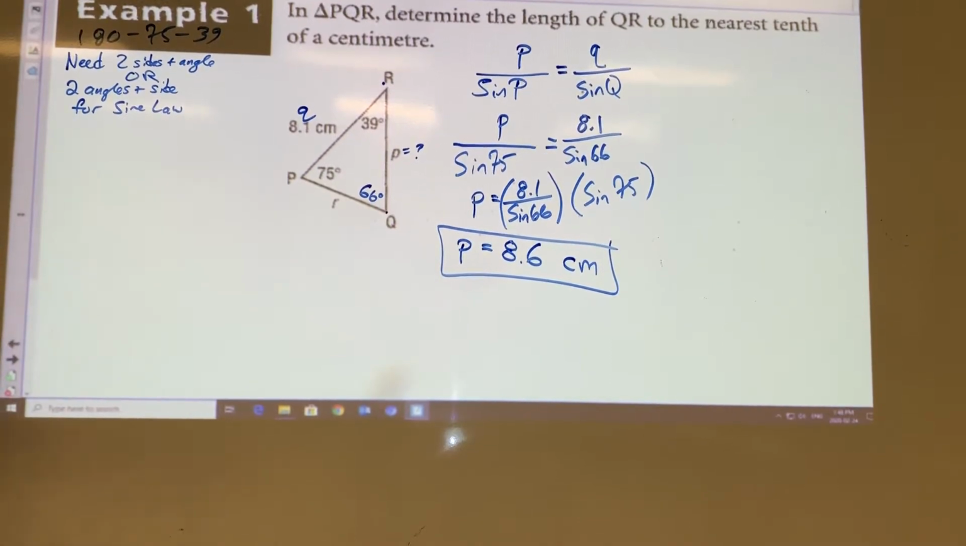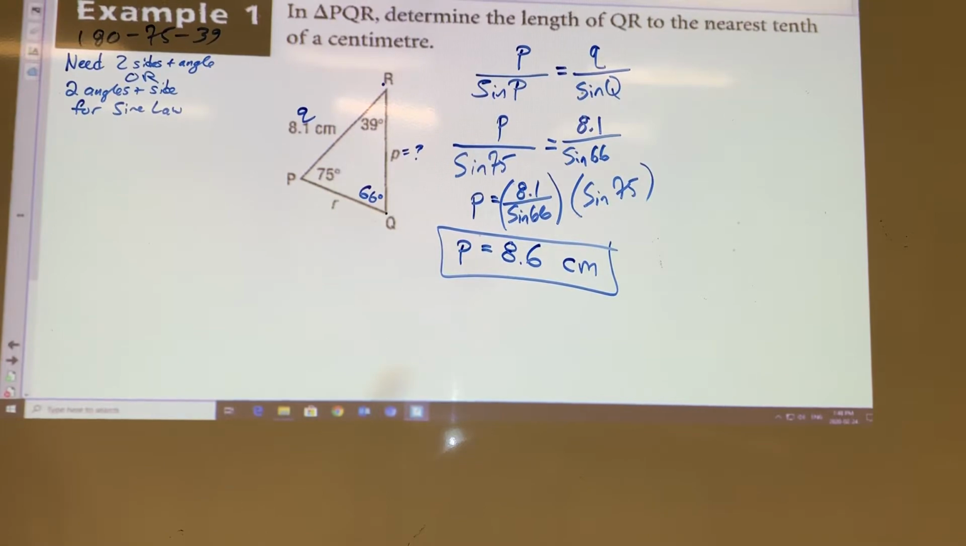Good. How do you guys feel about Sine Law? That's basically it. Good. Yeah. All right.